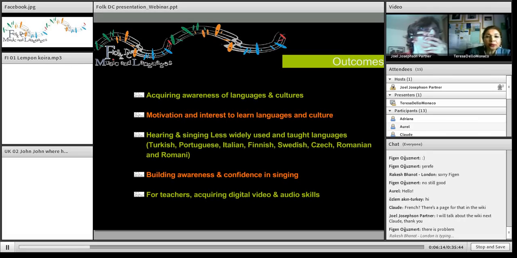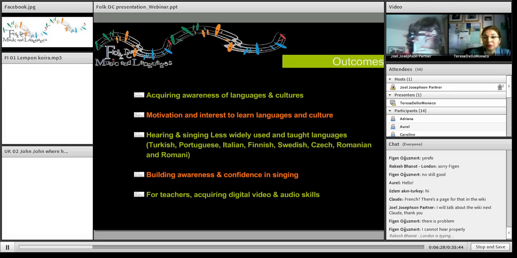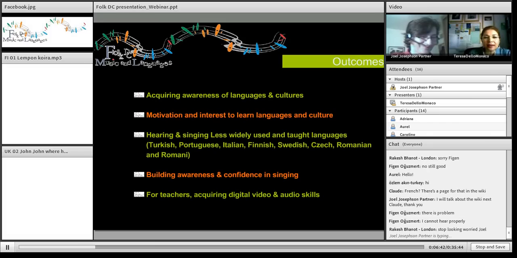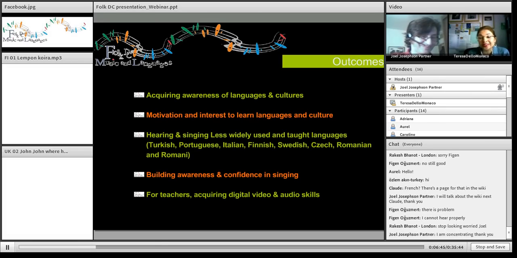So the outcomes of the project are, as I said, acquiring awareness, motivation and interest to learn languages and culture, and hearing and singing less widely used languages. This is a very important aspect, because as we know, children know something about English. In other countries, of course, not only in the UK, they know something about Spanish, they can recognize Spanish, but they have no idea of Finnish, for instance, or Czech. And the experience during the piloting has been great, because children are now recognizing Finnish, because they have been singing a song in Finnish and a song in Czech, and they're starting to recognize the languages, and they like them also.